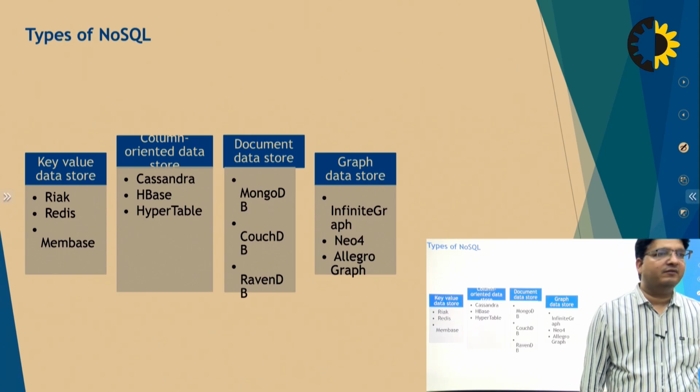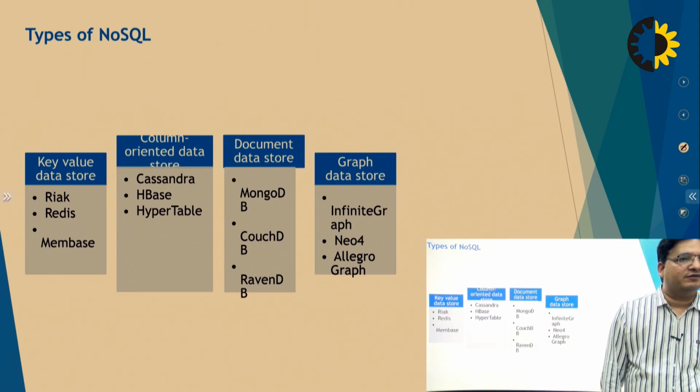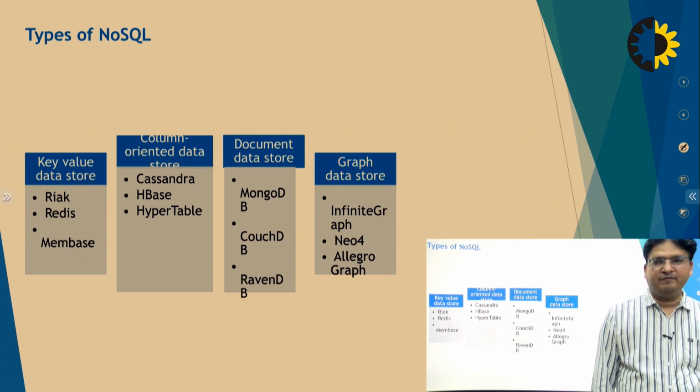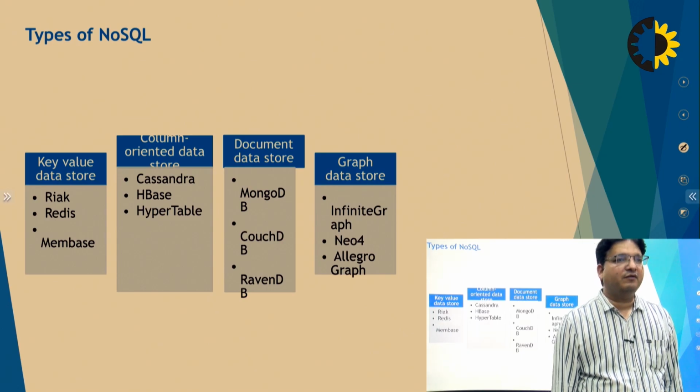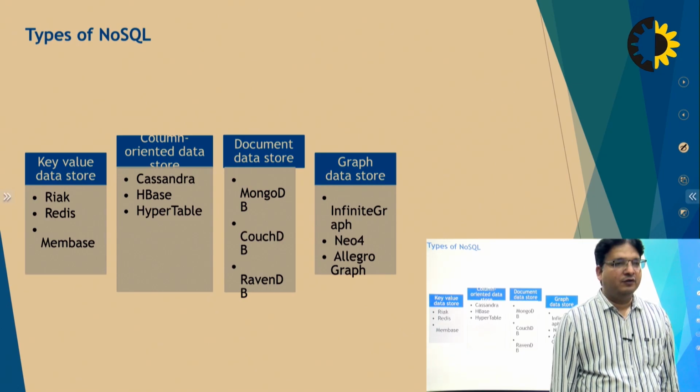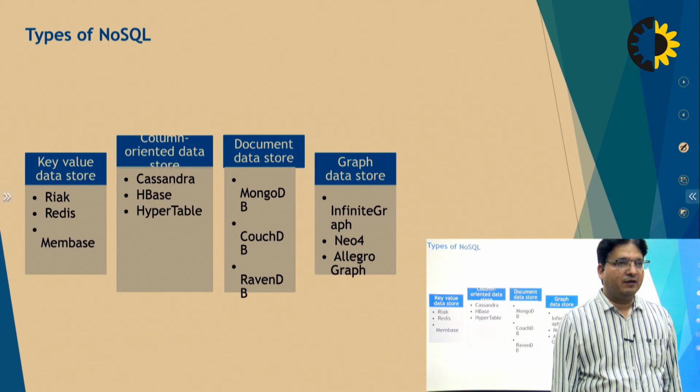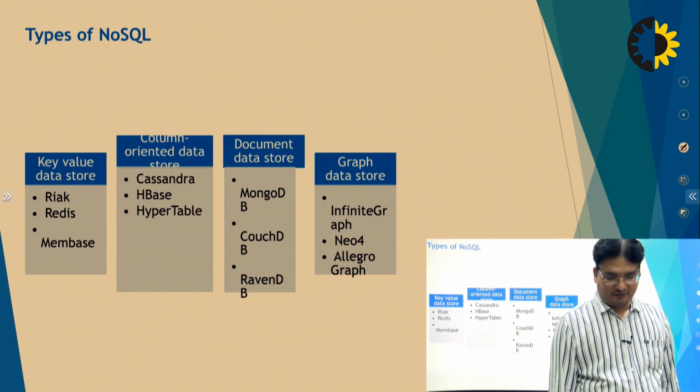The last one is the graph data store. Infinite Graph is there, Neo4j is there, and AllegroGraph is there. That is basically dealing with the social media data, which is being generated at a vast pace these days. To sort that out, we use the graph data store, which basically shows the hierarchical nature of the data.